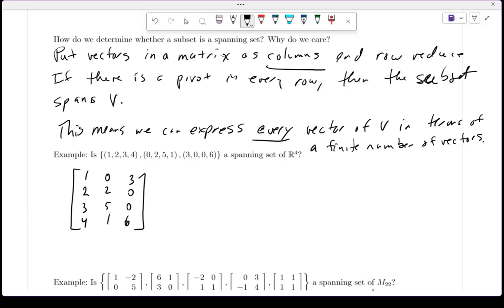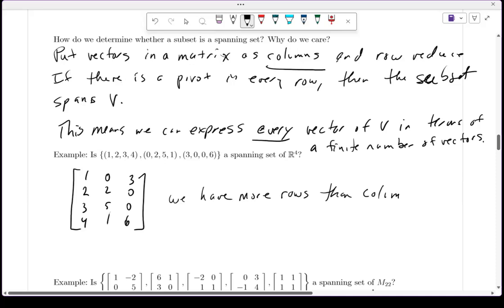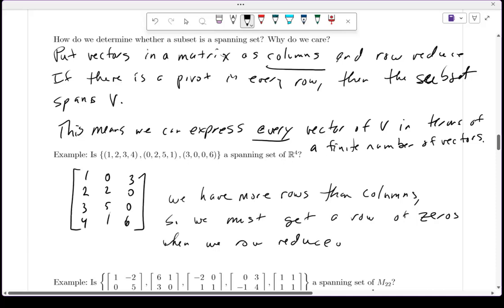Because when you get your pivots, you get a pivot in column 1, and then you get a pivot in column 2, but it can't be in row 1, so it has to go down a row. Do the same thing in column 3, you're going to run out of rows, right? So we have more rows than columns. So we must get at least one row of zeros when we row reduce. We have to. We don't have a choice. We run out of rows.